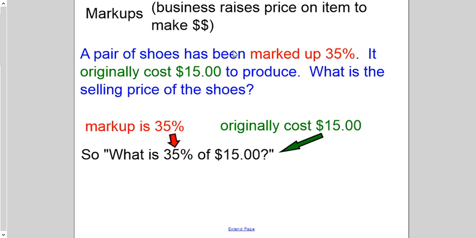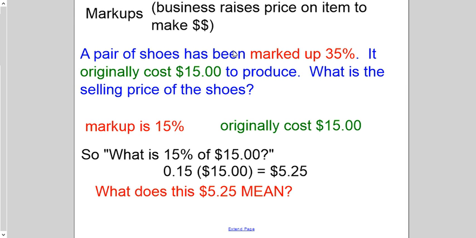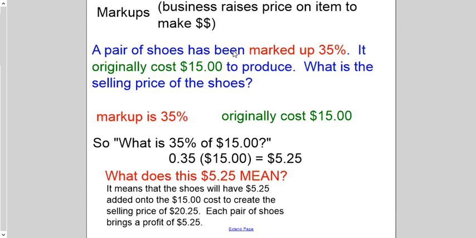You can take the 35%, make it into a decimal, multiply it by the total, and you would get $5.25. So what does the 5.25 mean? It means that $5.25 is 35% of the $15. And because it's a markup, we're going to take that 5.25 and add it on to the original cost, which is $15, and it gets us $20.25.